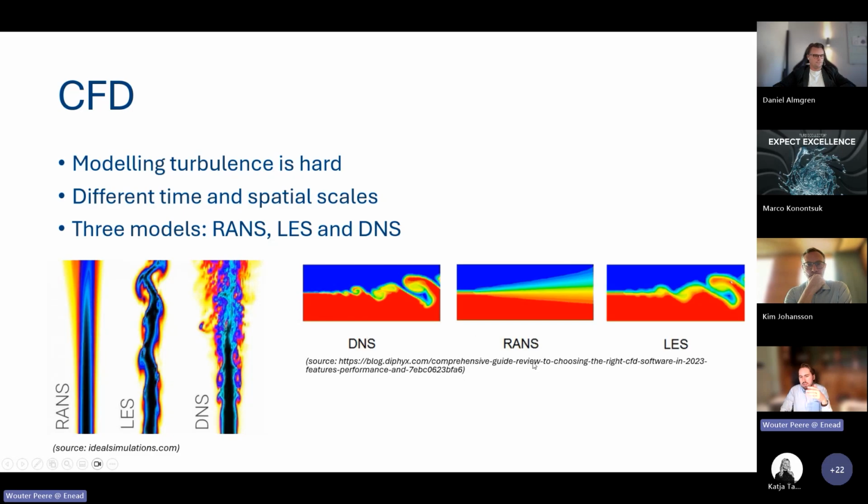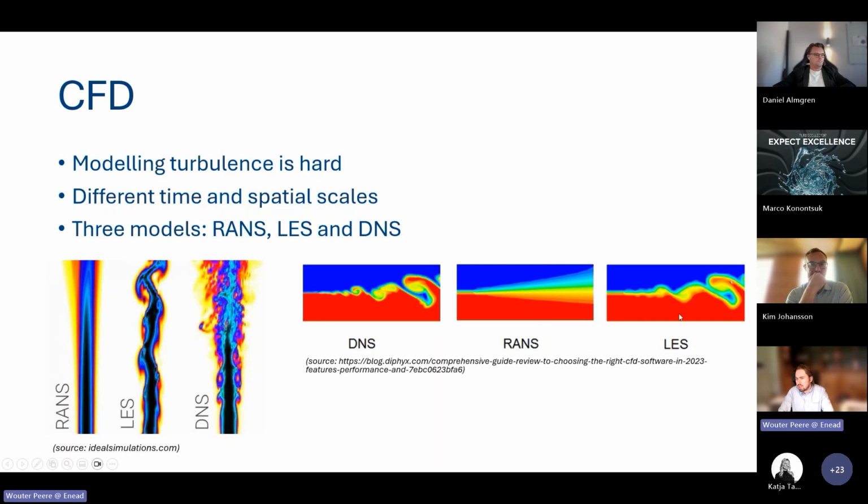So RANS is the fastest way of modeling turbulence because it takes away all the small details, let's say. It really focuses on the macroscopic influences of turbulence, and it smooths out everything else, which is why you see really no turbulence at all. It's just all smoothed out.